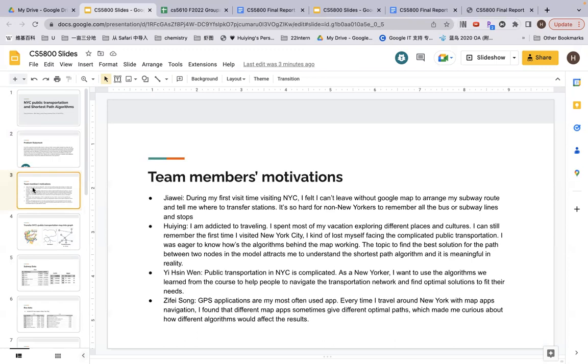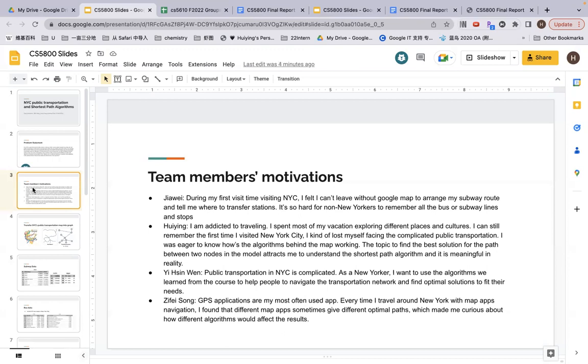Well, the next part will be each team member's motivations. So I'll go first. I remember I visited New York City like 3 years ago, and I was completely lost the moment I got off at JFK. But luckily we have Google Maps, so it can provide route guidance for me. I know they have transit maps at each station, but they don't show things as easily and as fast as Google Maps can. So my experience motivated me to figure out how each route is calculated.